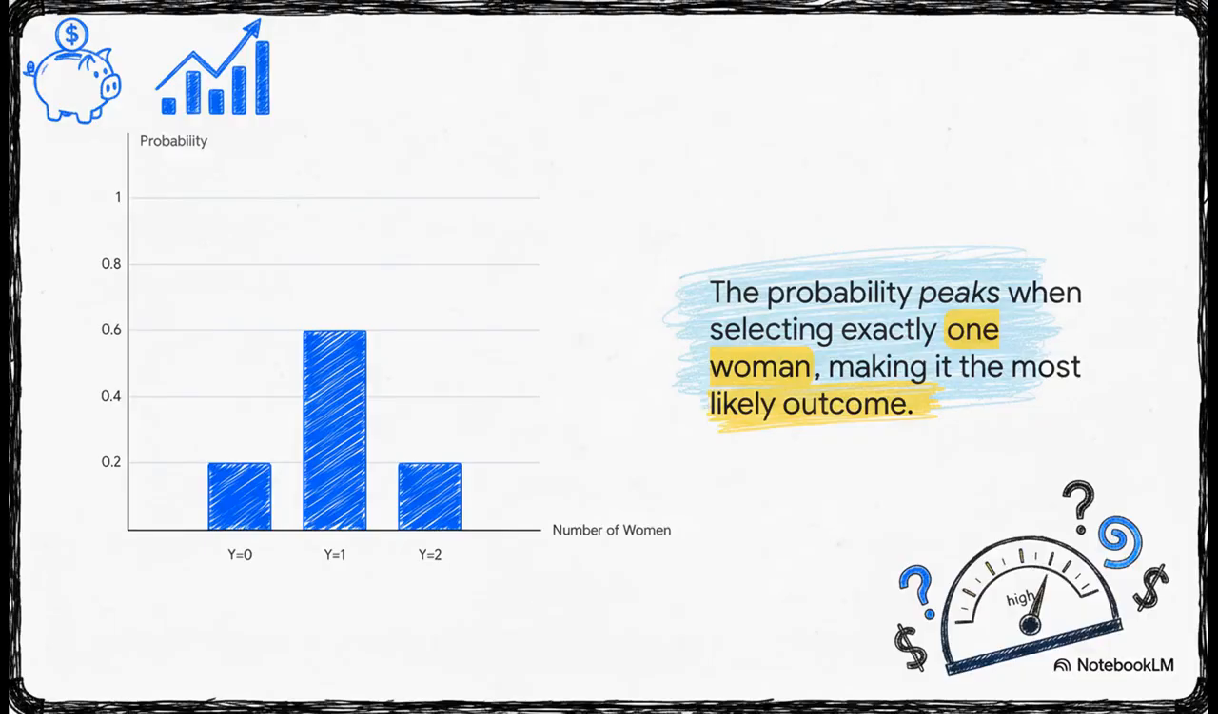And seeing it as a bar chart, well, it just brings that blueprint to life, doesn't it? You can see the probabilities instantly. That big peak at y equals 1 tells you without a doubt that selecting 1 woman is by far the most likely outcome. This visual just makes those abstract numbers feel real, tangible.